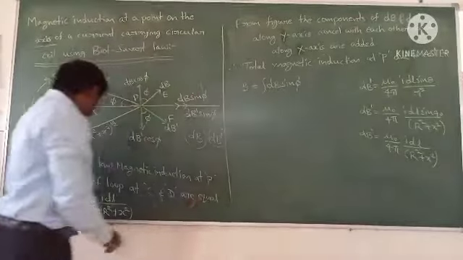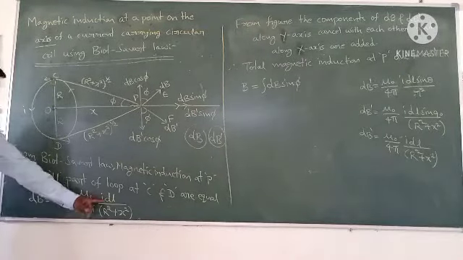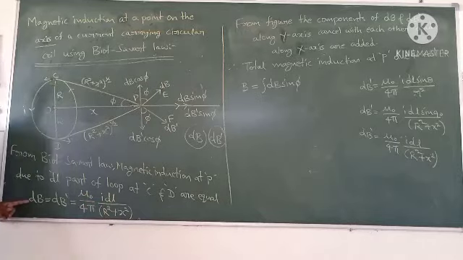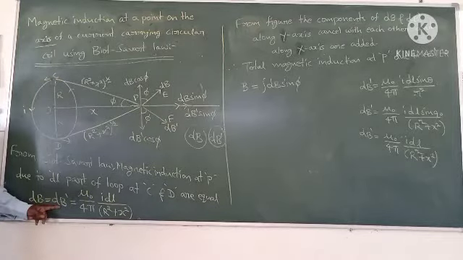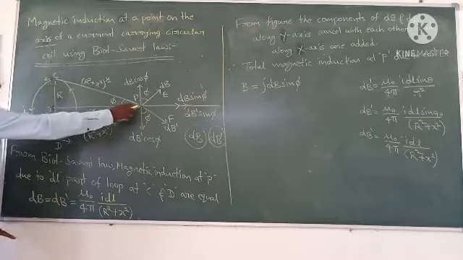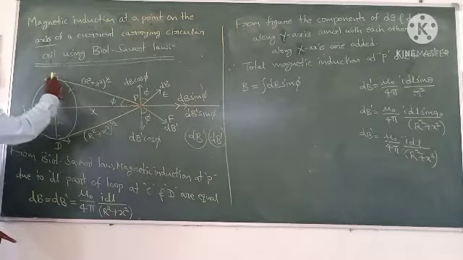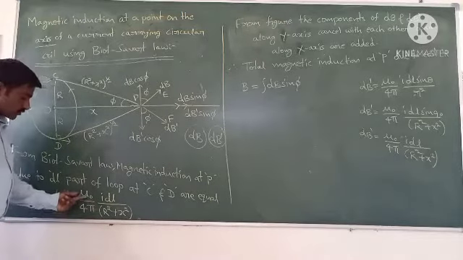So dB equals dB dash equals mu naught by 4 pi I dl by r square plus x square. dB is the magnetic induction at point P due to the dl element at C. dB dash is the magnetic field induction at point P due to the dl element at point D. Both are equal because this point P has equal distances from C and D. So dB equals this one.